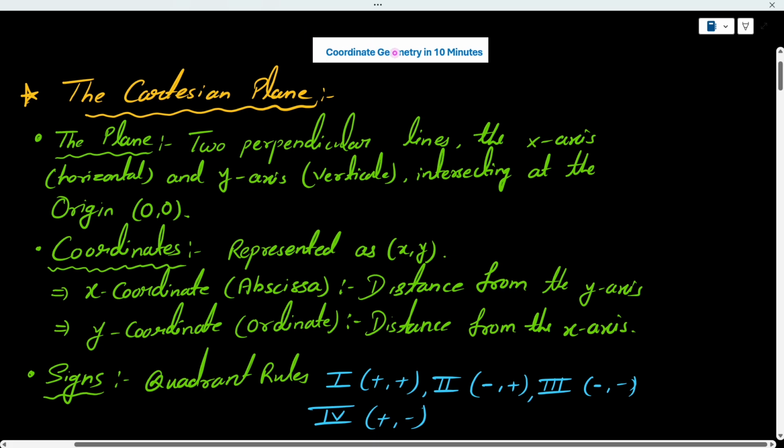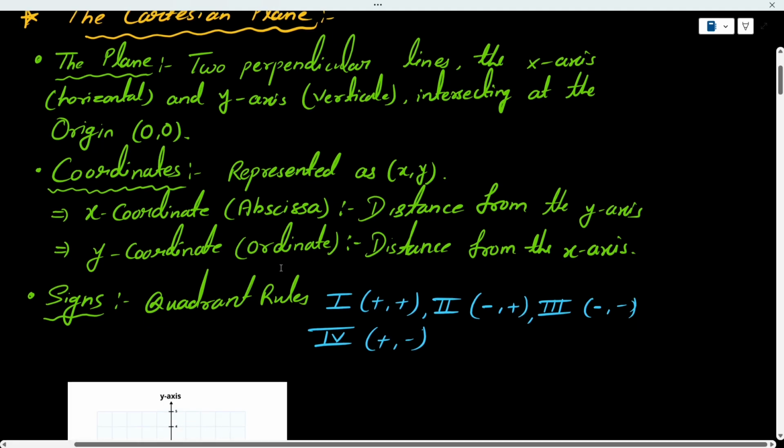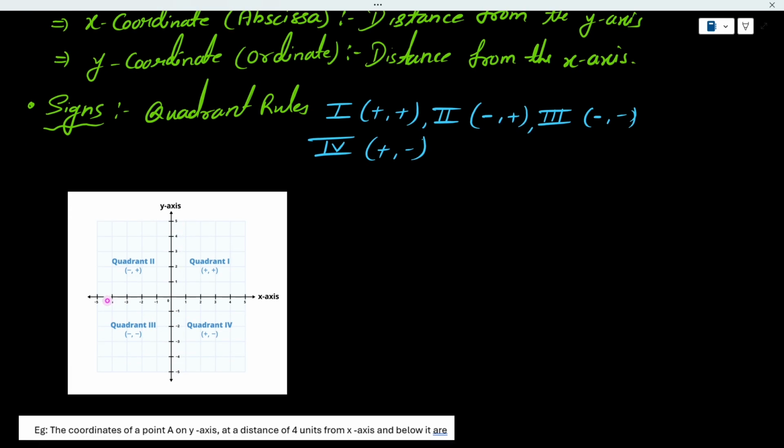So what is the Cartesian plane meaning here? If you know that the plane is nothing but two perpendicular lines, x-axis and y-axis, wherever they intersect, that point is called origin and we represent it by 0, 0. If you'll see here, this is your x-axis, this is your y-axis, wherever they meet, it's called origin, right?